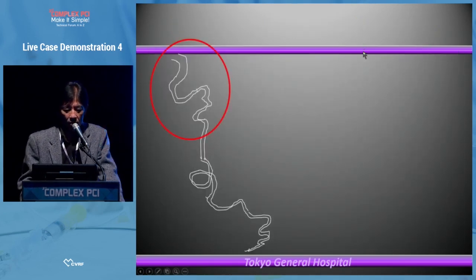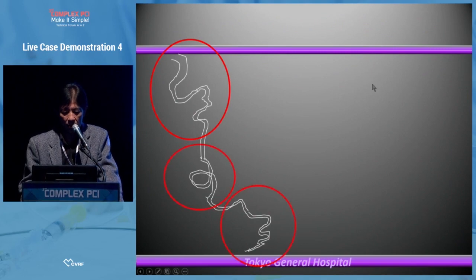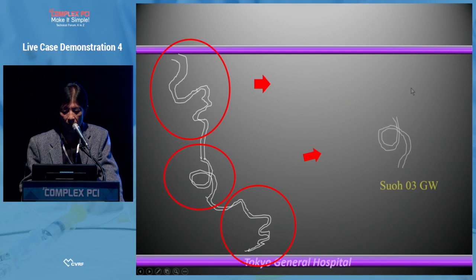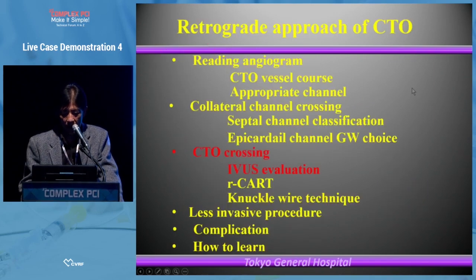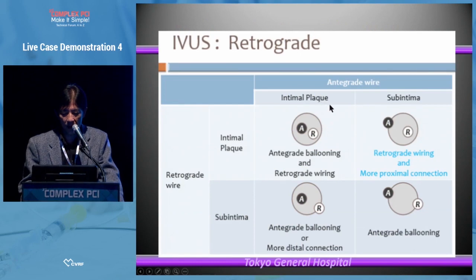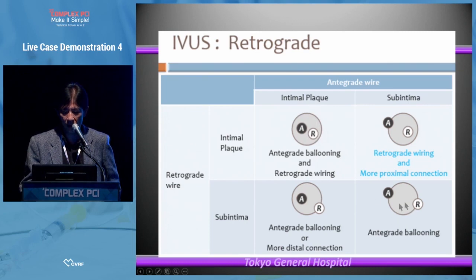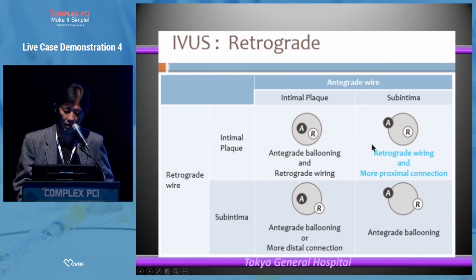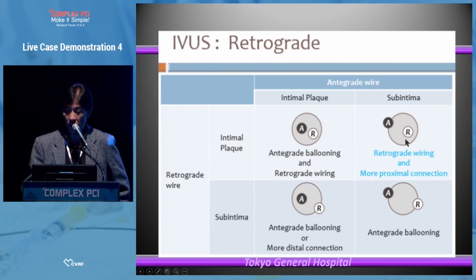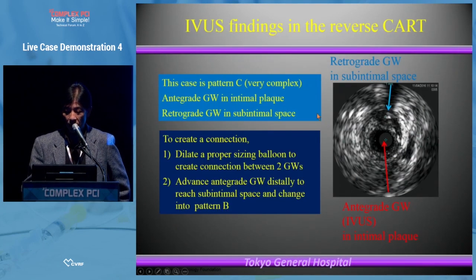Depending on the tortuosity, they change the Sion to the SO3 wire for the tortuous area. And the IVUS is also very important. It shows where the wires are: both wires in the true lumen, both wires in the subintima space, or one wire in the subintima and one wire in the true lumen. So this is very informative for doing the reverse CART.